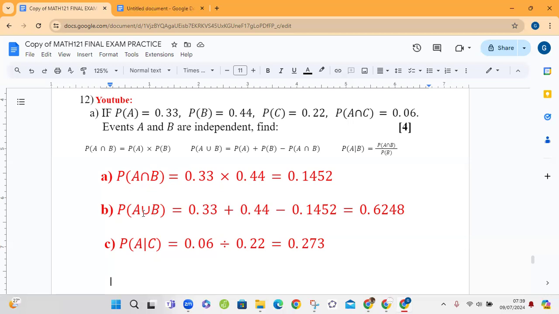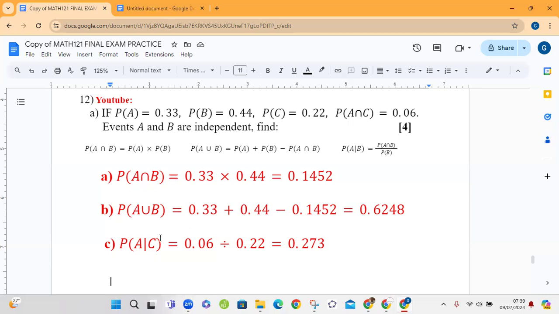Part B, P of A union B, you can say union or you can say or, P of A or B. Here is the formula. So you simply apply the addition rule formula, P of A, which is 0.33, plus P of B, which is 0.44, minus the intersection, which we just calculated in part A, which is 0.1452, to give us a value of 0.6248.